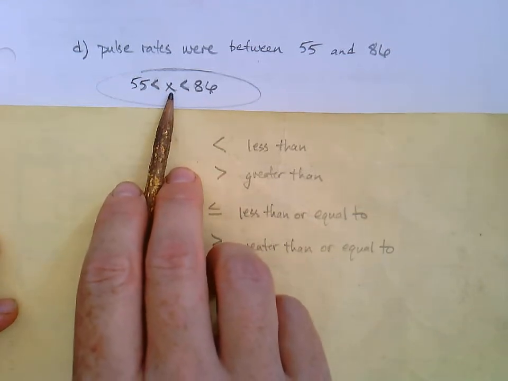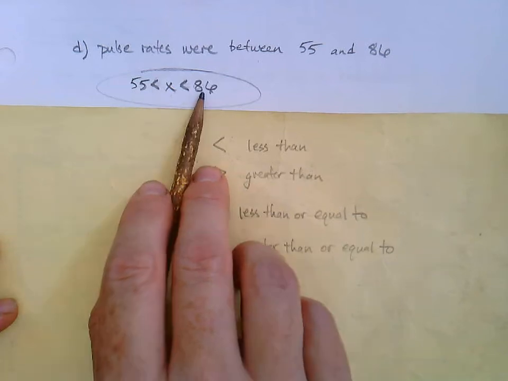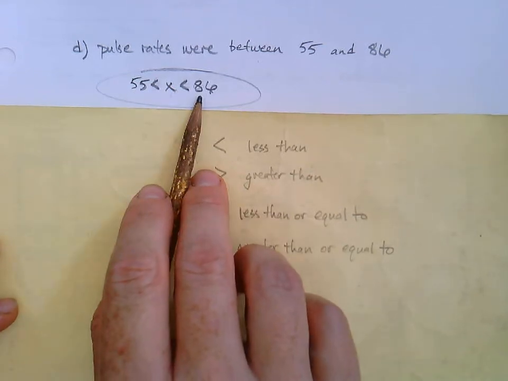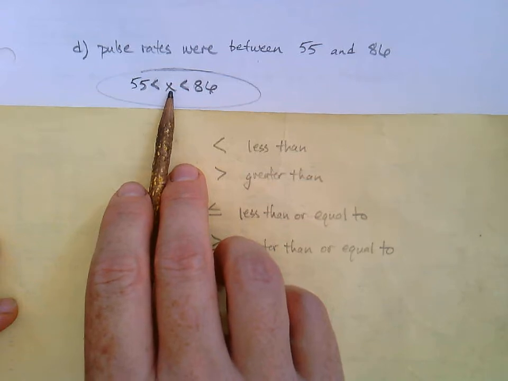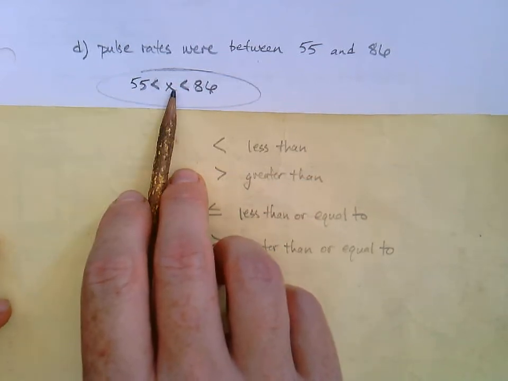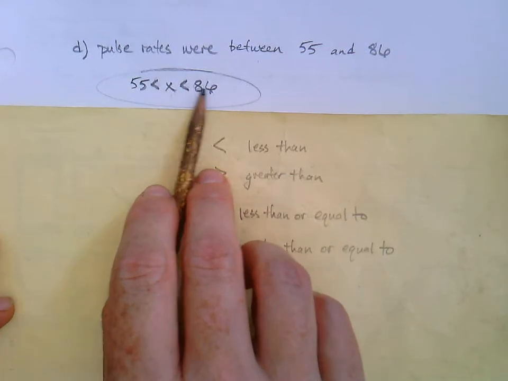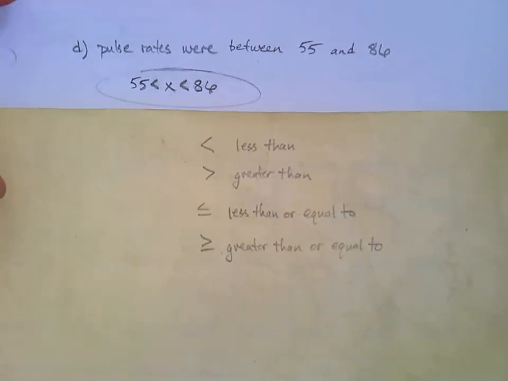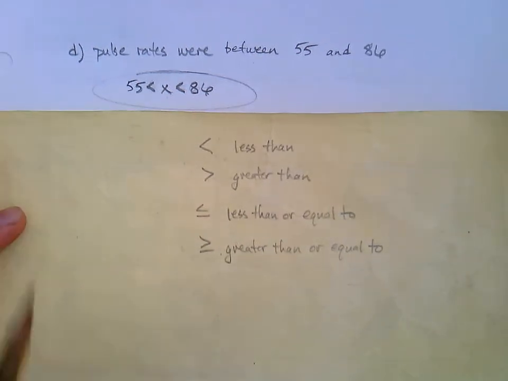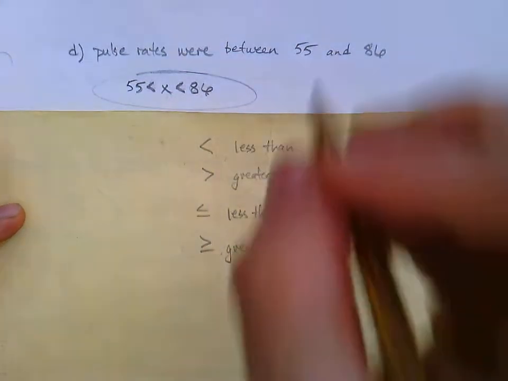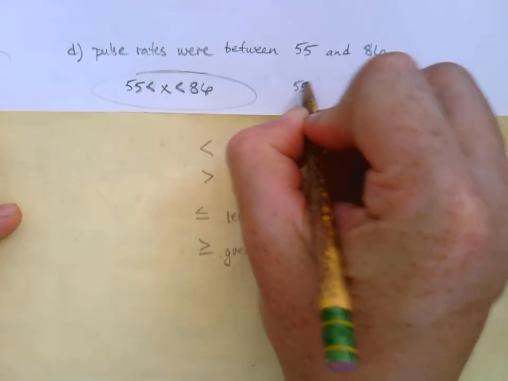So if the pulse rate is between these two numbers, then that's the notation to show. 55 is less than x because x is bigger than 55, but then x is also less than 86. It's somewhere in the middle. Now you might be asking, hey, how would I know here to use a less than and not a less than or equal to? Wouldn't this make sense as well?